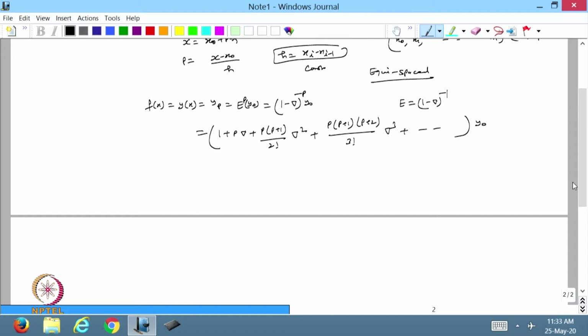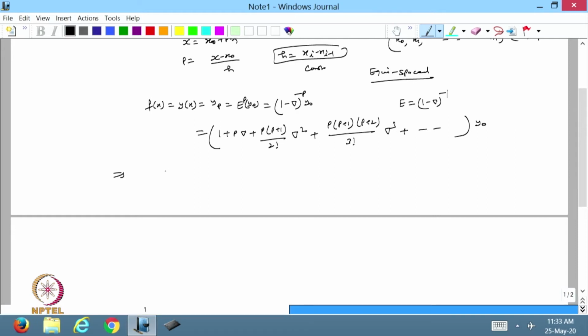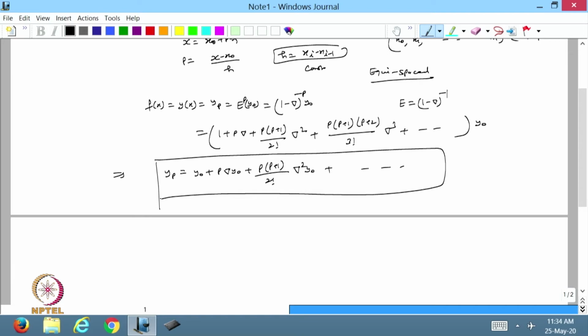So from here I can write that y_p is y0 plus p nabla y0 plus p(p plus 1) by 2 factorial nabla square y0, and so on. That is my Newton backward difference formula.